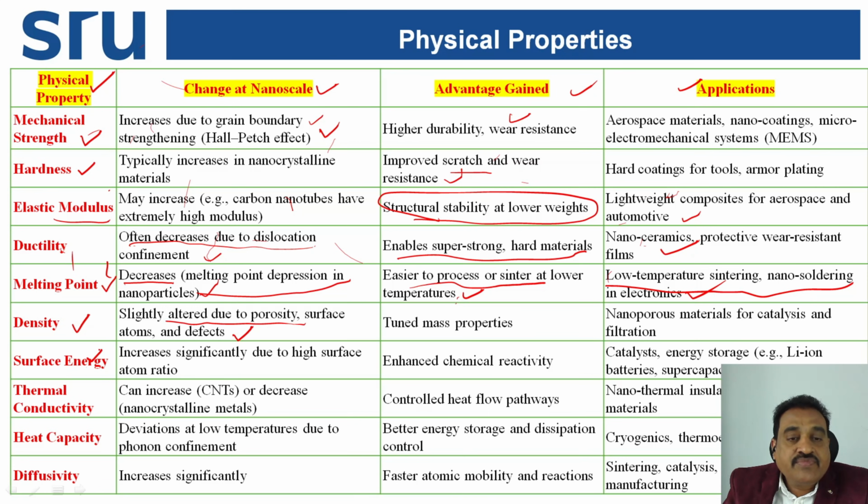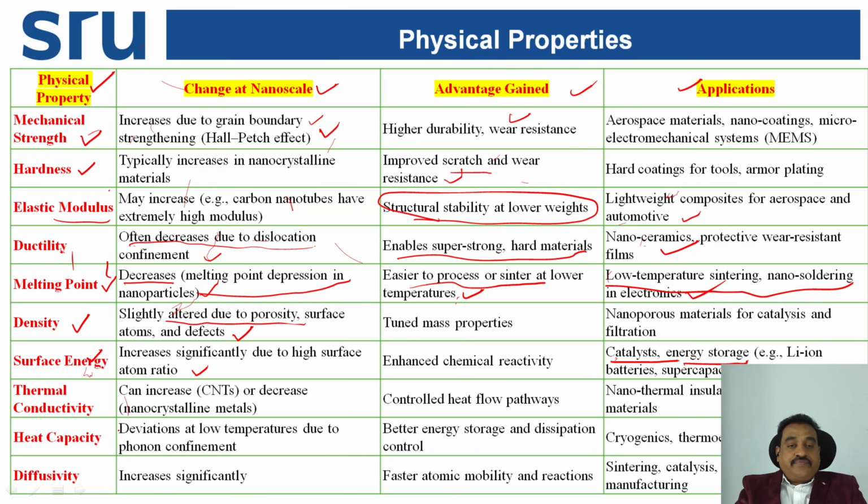Surface energy: the property increases significantly as the particle size decreases, due to the high surface atom ratio. So the advantage is enhanced chemical reactivity. The application is catalysts and energy storage, that is lithium ion batteries, and these are used in supercapacitors also.